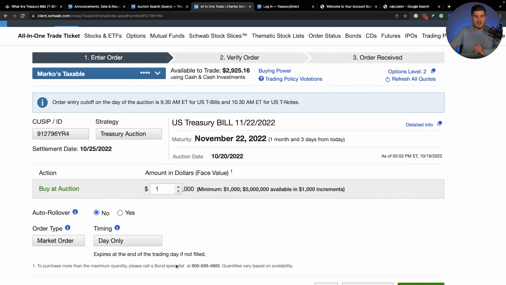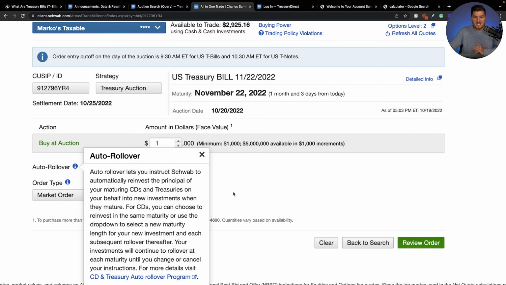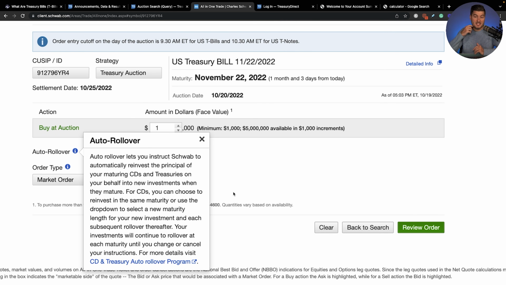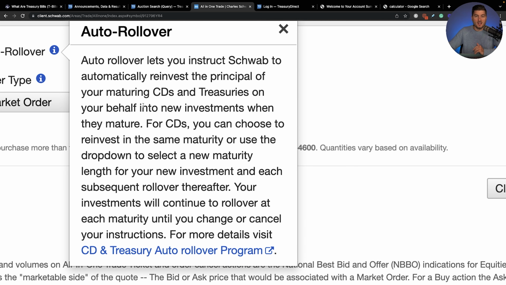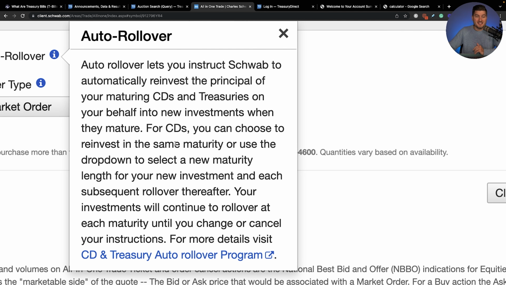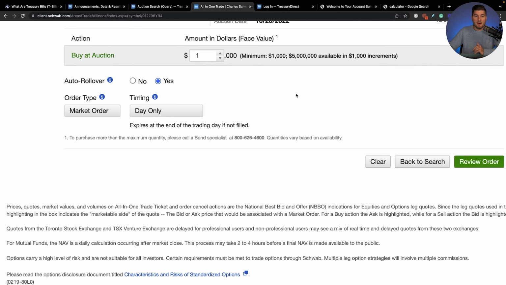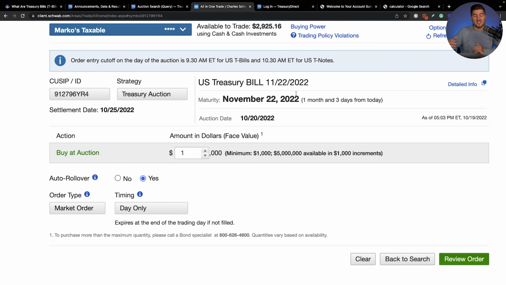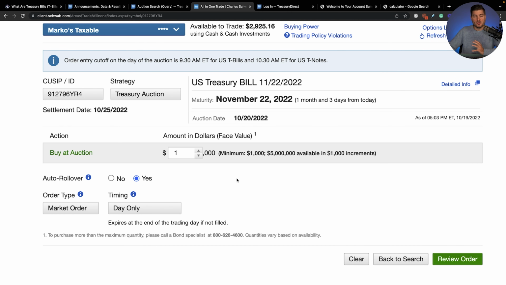So what we're going to do is click on auto rollover. What this does is it'll take the proceeds, the money you make 28 days from the issue date, and it'll automatically roll over. So you can tell Schwab to automatically reinvest the principal of your maturing CDs and treasuries on your behalf into new investments when they mature. It's going to be for the same maturity or the same duration. So I'm going to make my money, the 3.3% annualized. I'm going to make that, let's just call it $2.50 on this $1,000 or whatever that number is. And it's going to automatically roll that into the next 4 weeks.